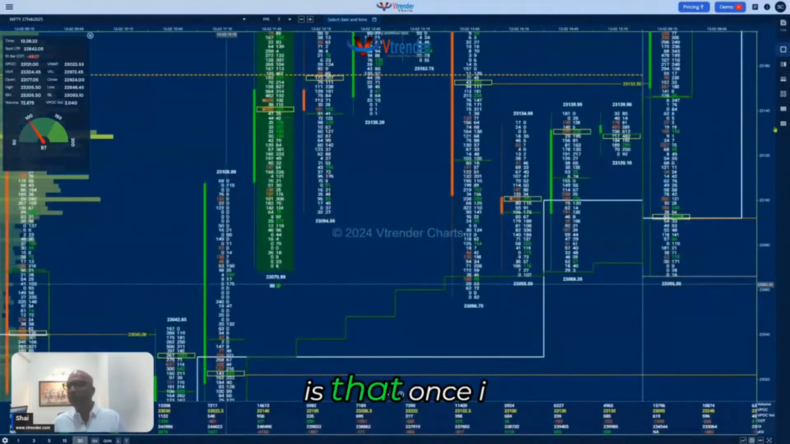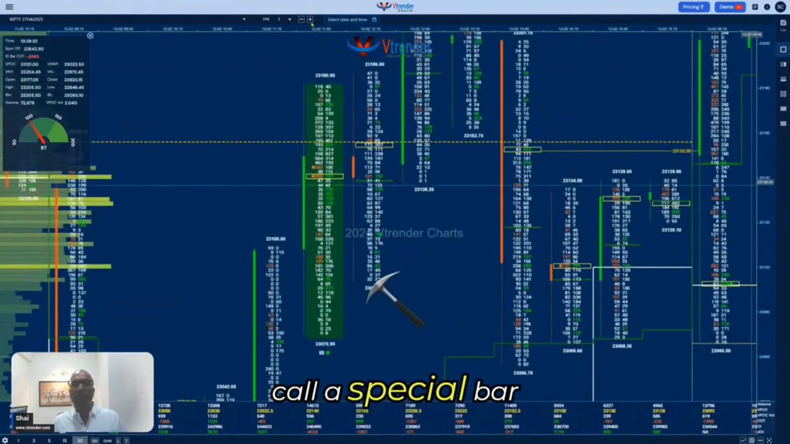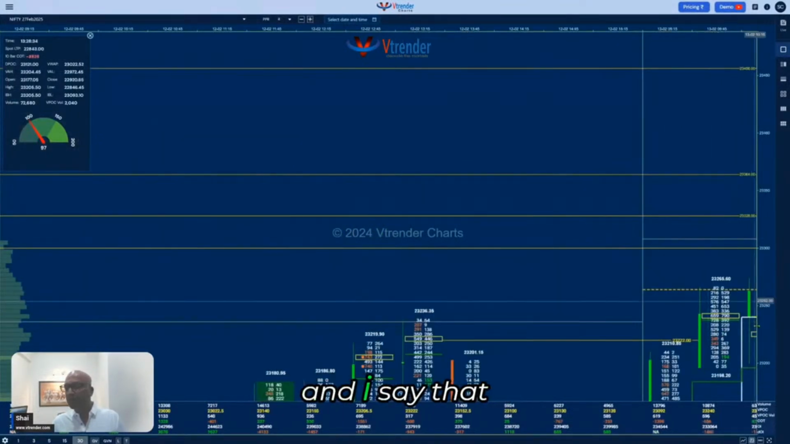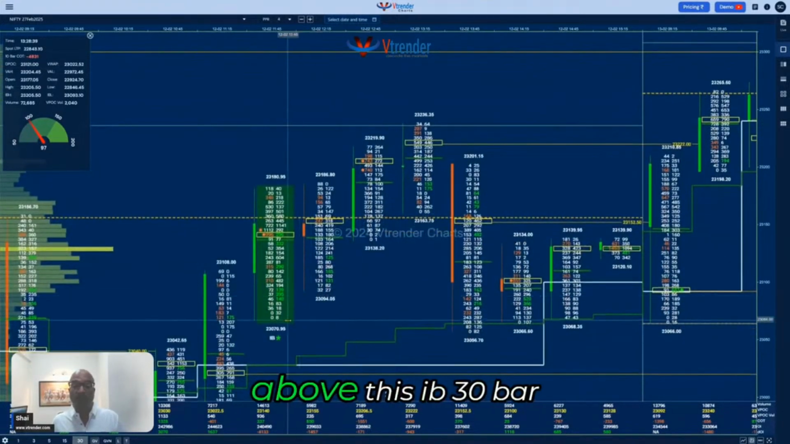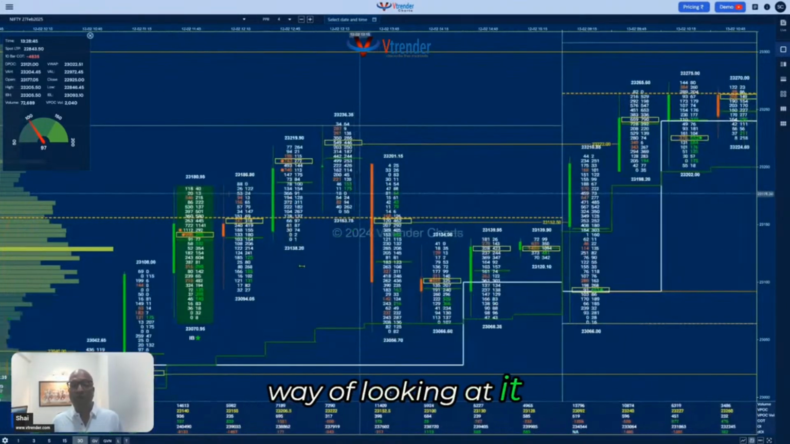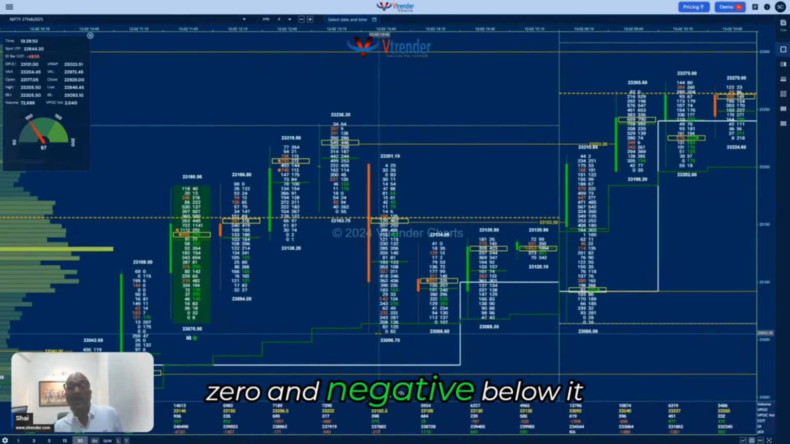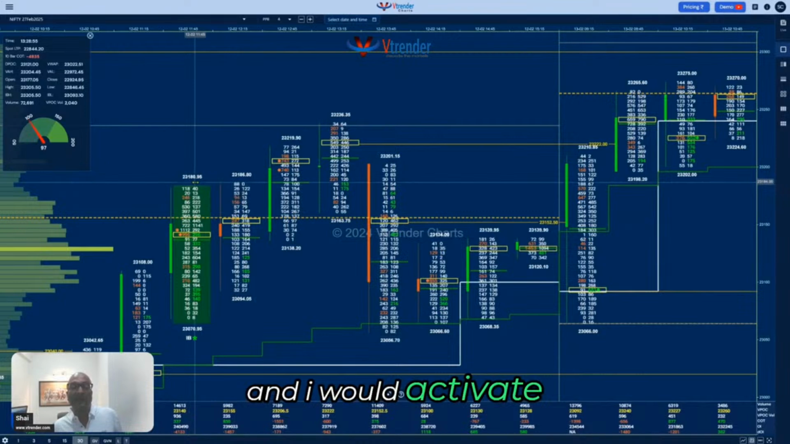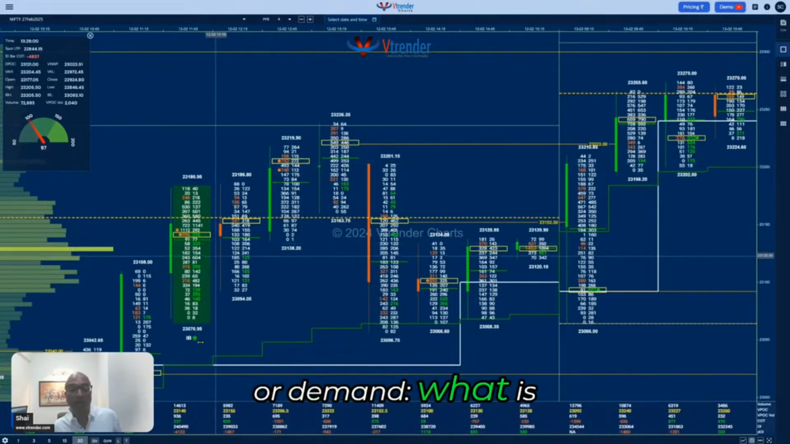But what I know is that once I have this kind of a setup in place, this is what I call a special bar out of all the bars which are there. And I make a rule around this. I say that the market is positive above this IB30 bar. In my way of looking at it, I would say that this market is positive above 23,070 and negative below it. And I will activate this trade at about 23,180, provided I get some greens or demand. What is this bar?